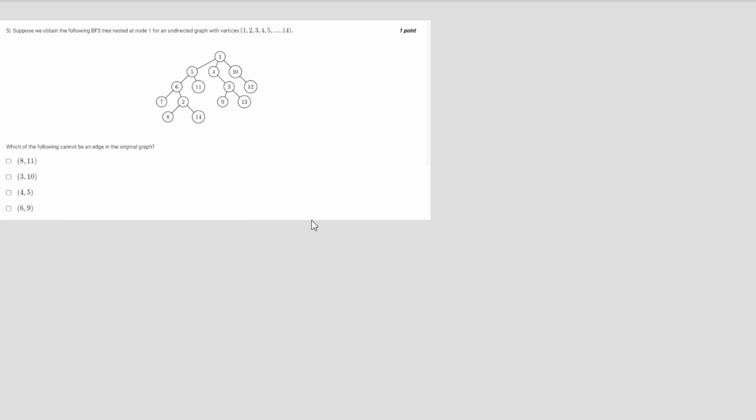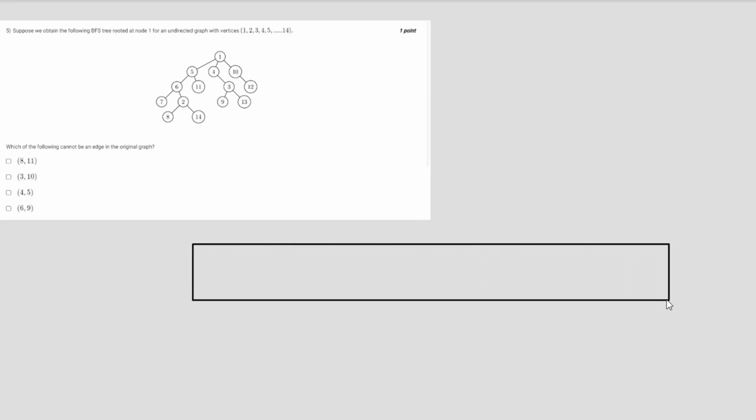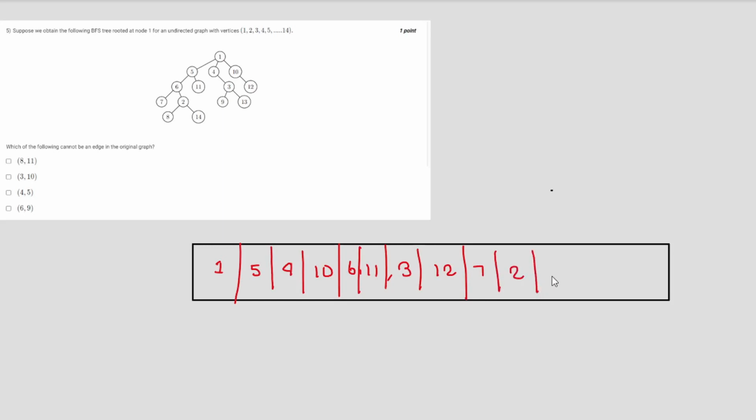So question number 5 asks which of the following cannot be an edge in the original graph. So this particular problem can be solved using the first in first out method, using labels. So the 1 will be the first one, then 5, 4 and 10. After that it will be 6, 11, 3 and 12. After that it will be 7, 2, 9, 13 and the last will be 8 and 14.